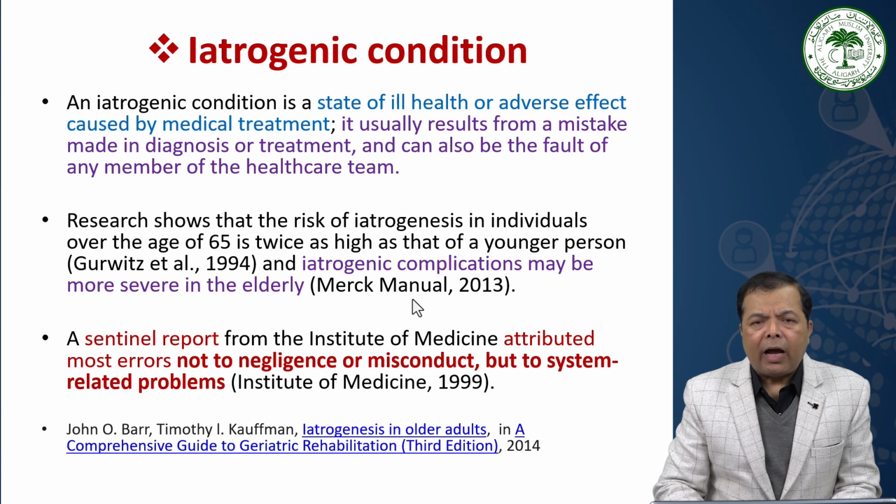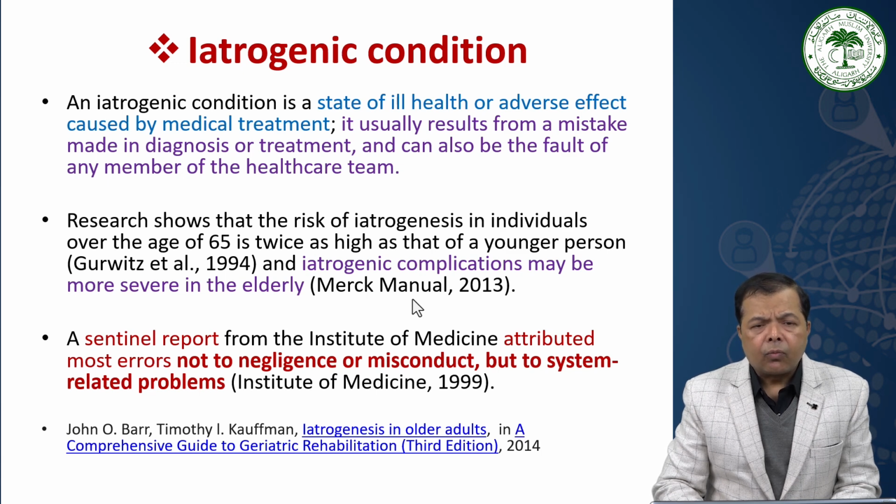Now, there is another term, iatrogenic condition. An iatrogenic condition is a state of ill health or adverse effect caused by medical treatment. Now, again, this is talking about the adverse effect caused by medical treatment. It usually results from a mistake made in diagnosis or treatment. So, it's not just talking about the negative impact of the medicine, but it is talking about a kind of mistake made in the diagnosis or the treatment, and can also be the fault of any member of the healthcare team. So this term is going further in having a negative view about medicine and the practice of medicine.